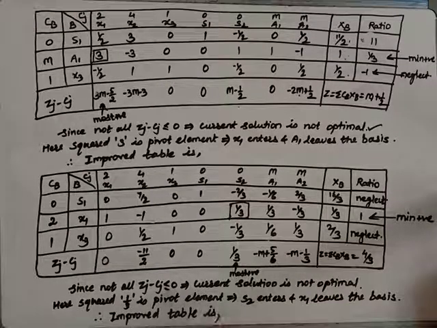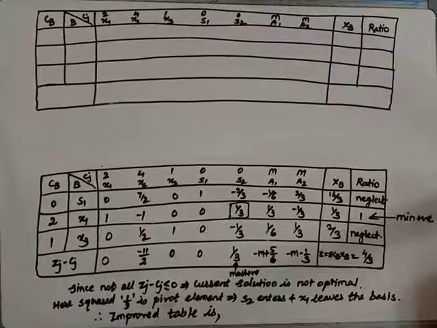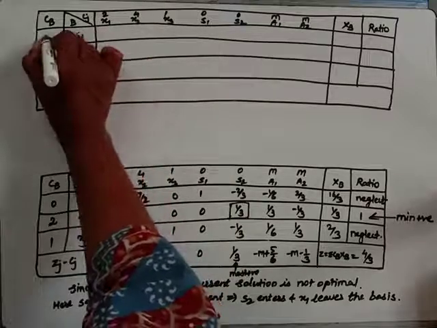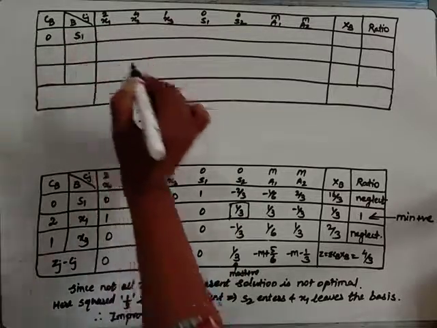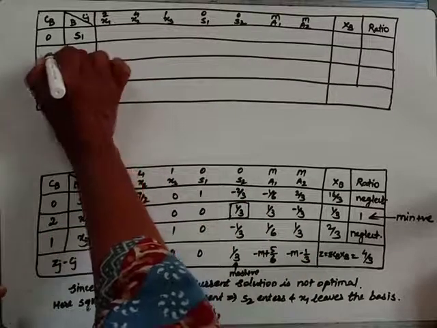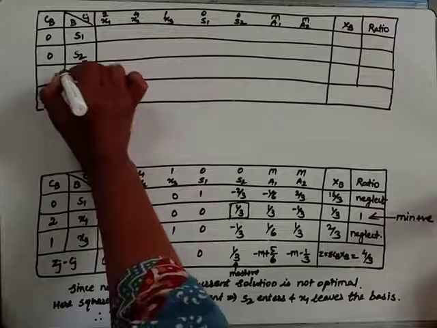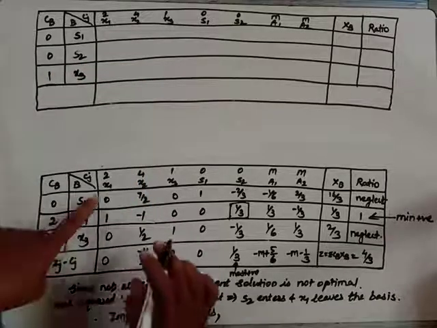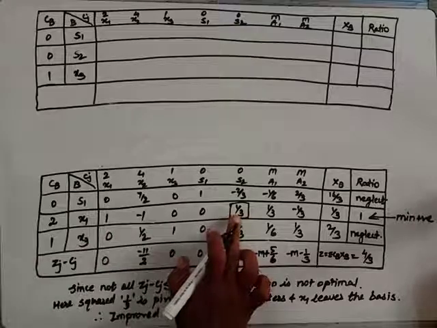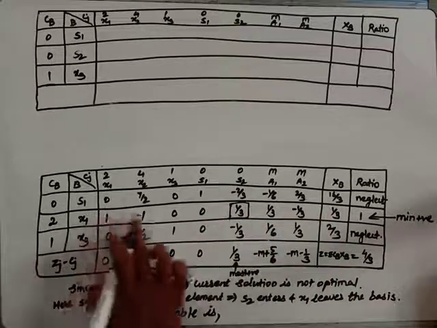Now let us prepare the next improved table. In the improved table, this S1 is the same, having coefficient 0. X1 is replaced by S2, having coefficient 0. X3 is the same, having coefficient 1. Now here this pivot element we have to make 1, so multiply throughout this row by 3.